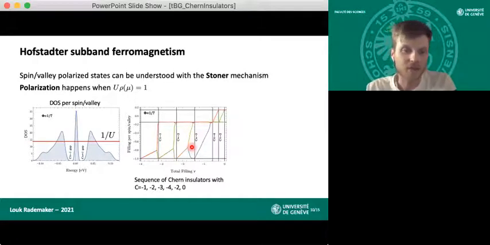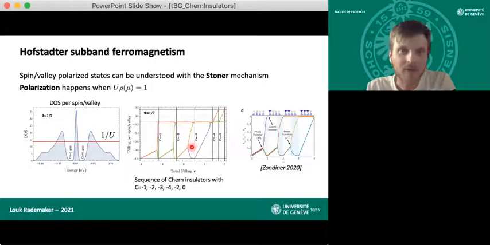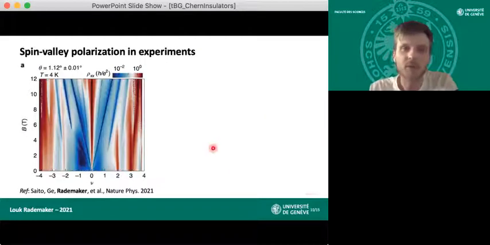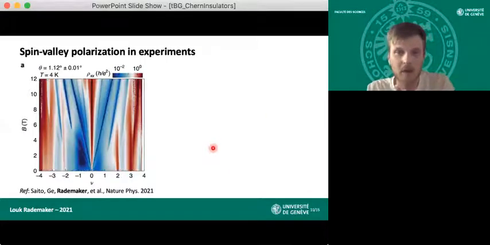So this is what we theoretically predicted, and this is actually inspired also by similar experiments in zero magnetic field, where you get this all filling and then a reset. I think the first people who suggested that sequence of spin valley polarization was the Zondiner paper, beginning of last year.